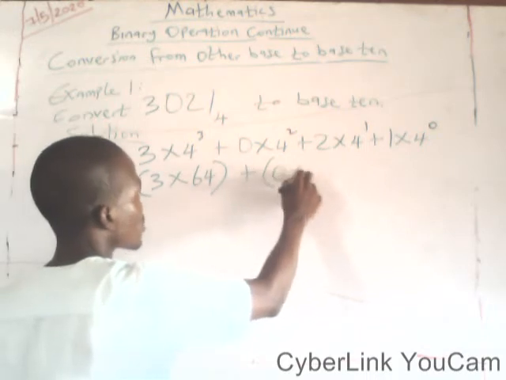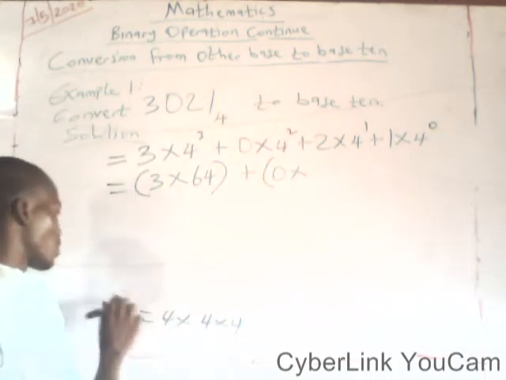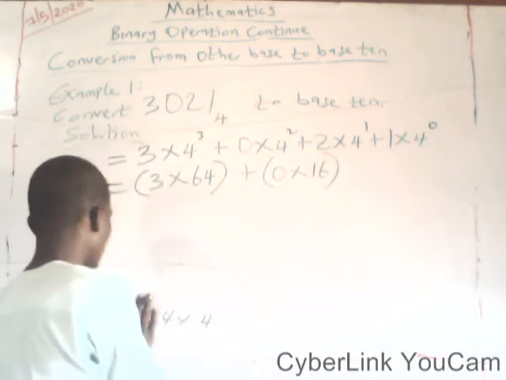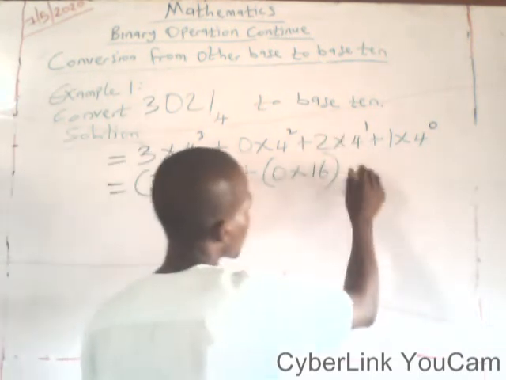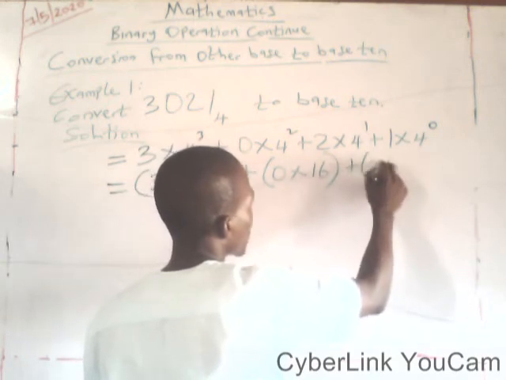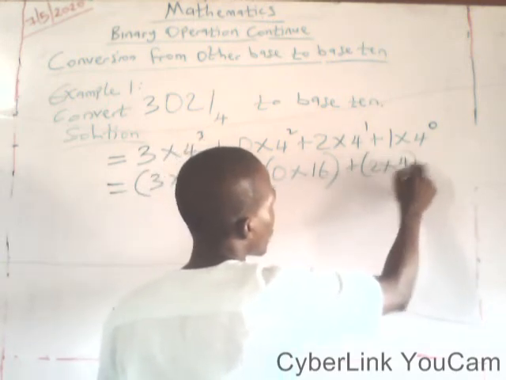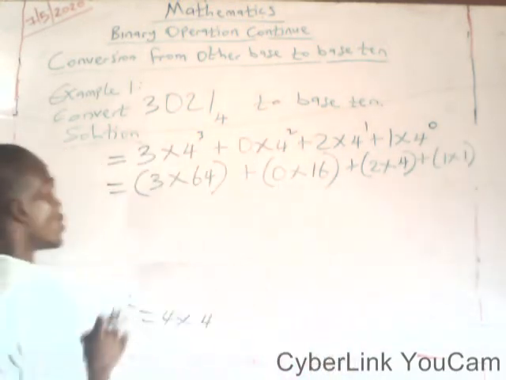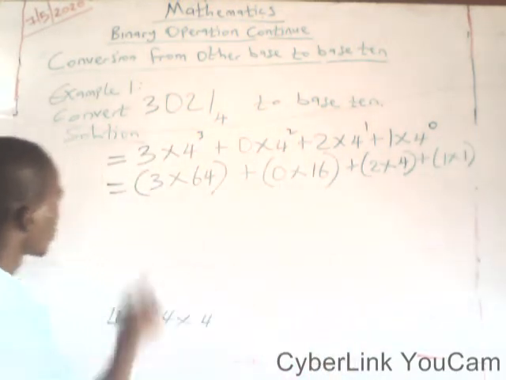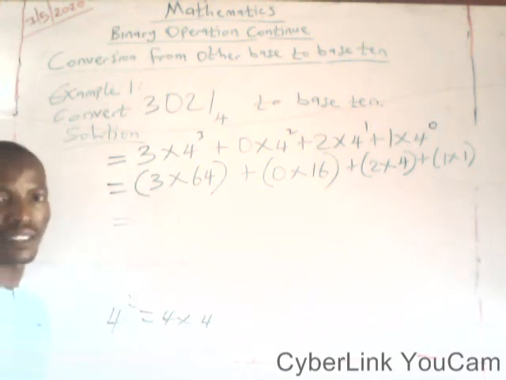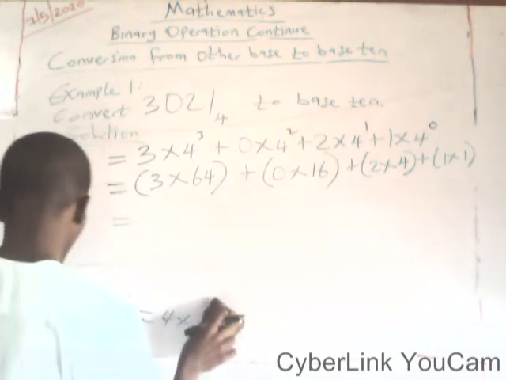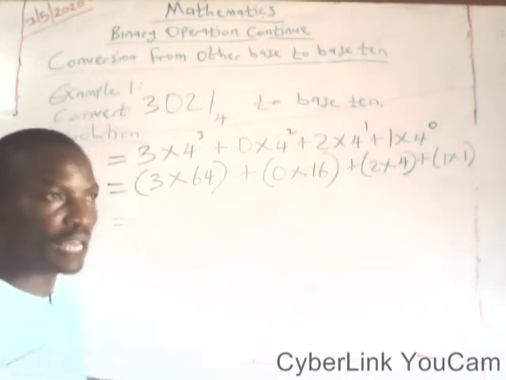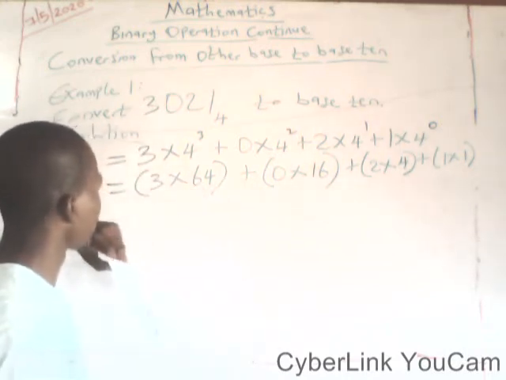Plus, create another one: 0 times 4 raised to power 2. That is 16. And then the other one, 4 raised to power 1, that is 4. 2 times 4 plus 1 times 1. Now, let us open the brackets. While we open the brackets, 3 multiplied by 64 will give us what?